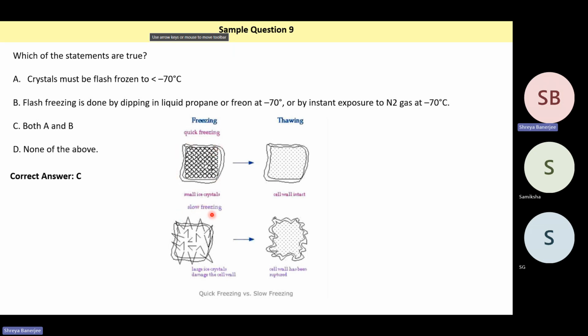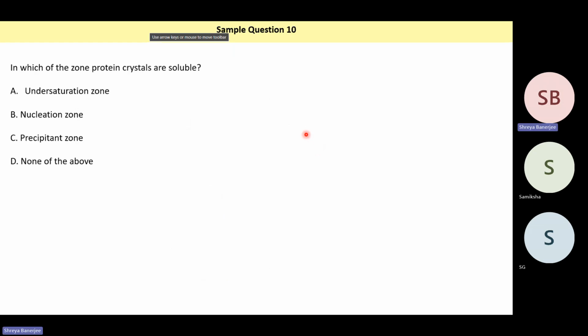But if there is slow freezing, then the water molecules can form that hexagonal ice-like structure I discussed, and the structure of the crystal will get broken down. So that is why this flash freezing is important. The last question for today is: in which zone are the protein crystals soluble?